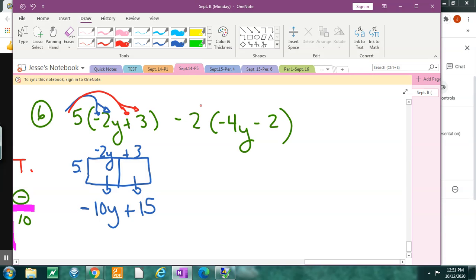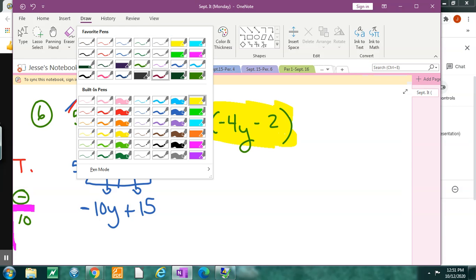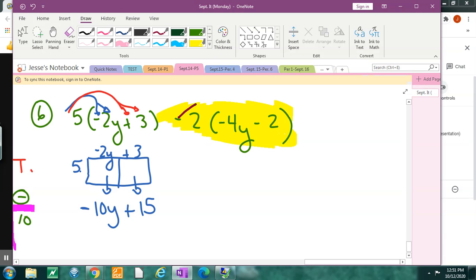Now, what do you see here? I see another one. Can that happen? Yeah, it could happen. Why not? They're not always going to be easy ones. Sometimes they'll even have 3. So let's just do the arrows here. Negative times a negative is what? Positive. And then 2 times the 4y is 8y.